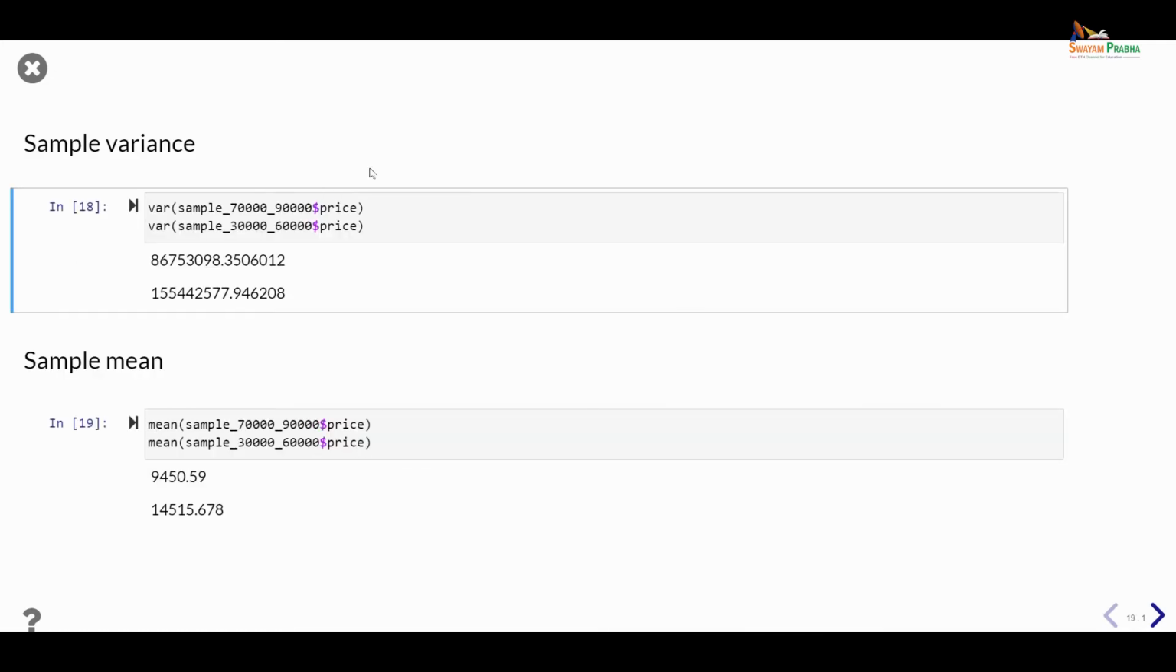So first we need to compute the sample variance for price for both these data frames. So I am using the function var, and then we also compute the sample mean. I am using the function mean. So these are the two sample means that we have.